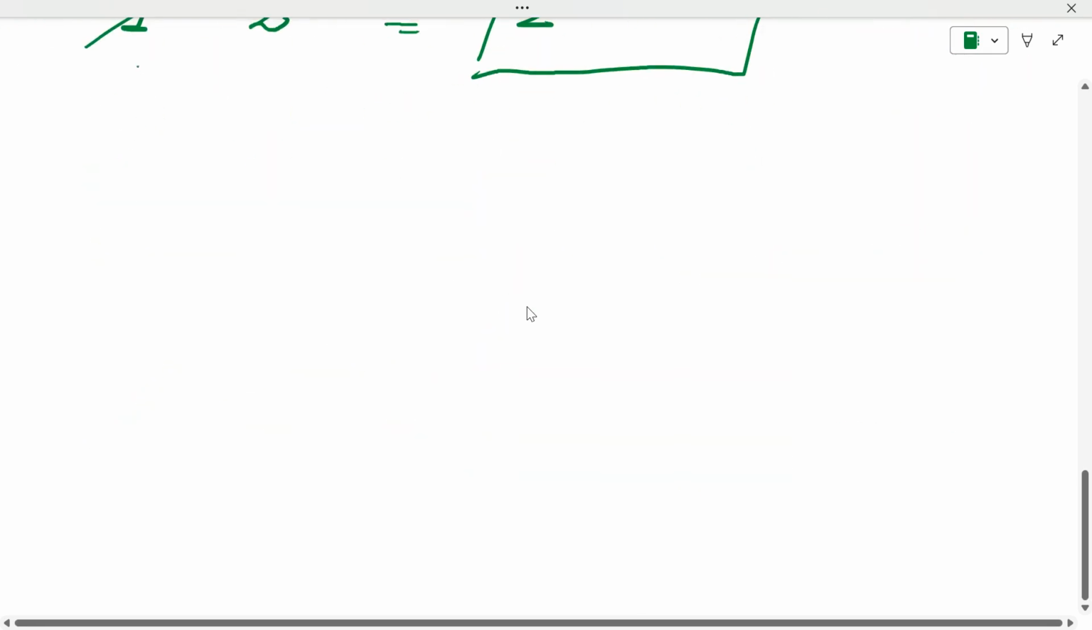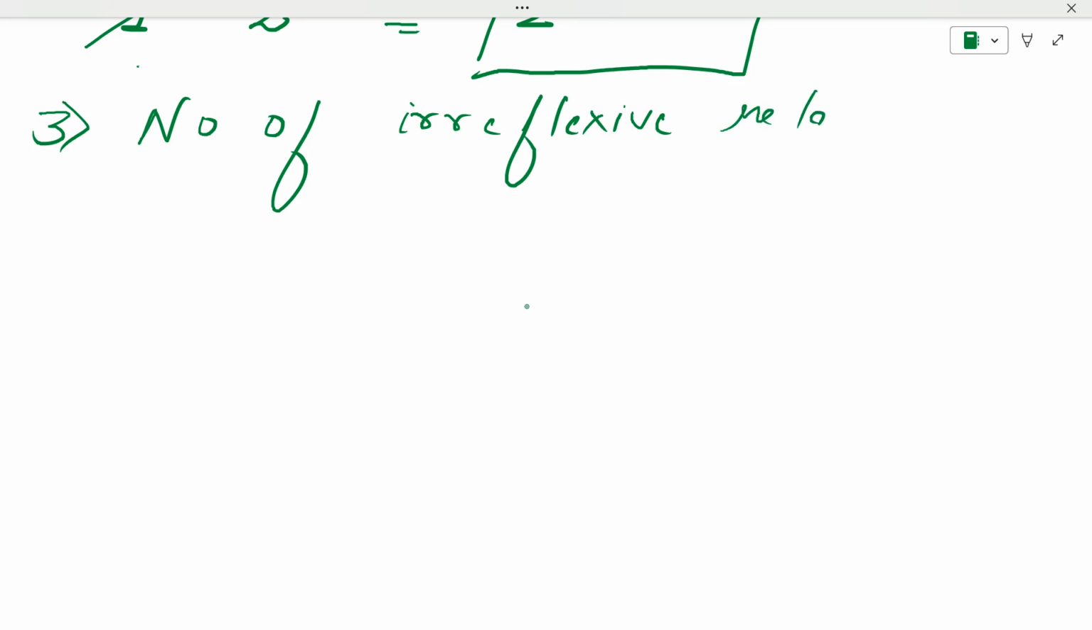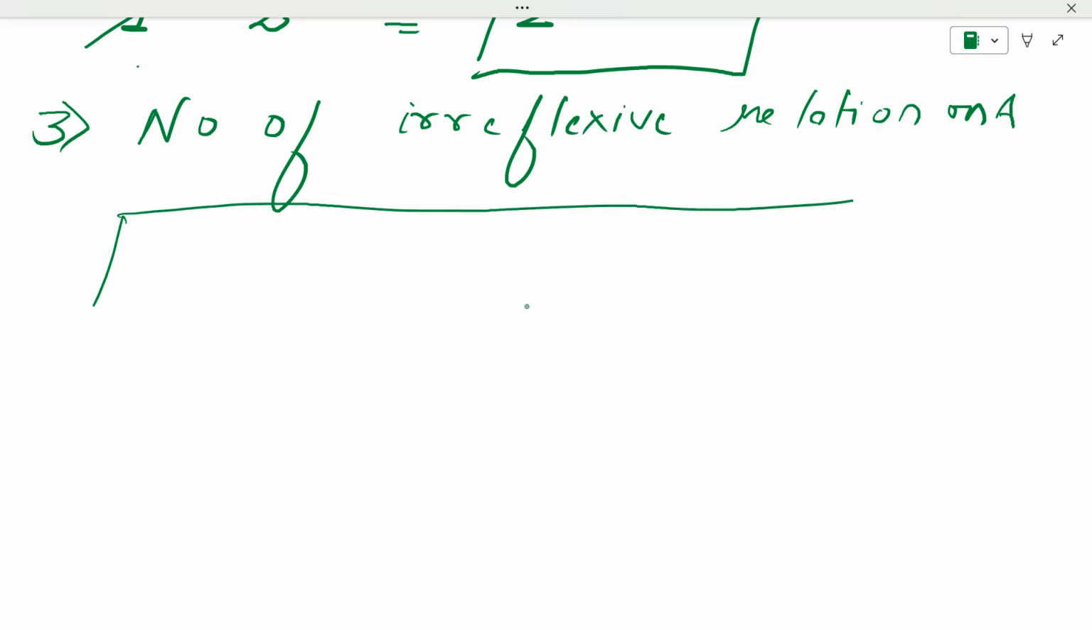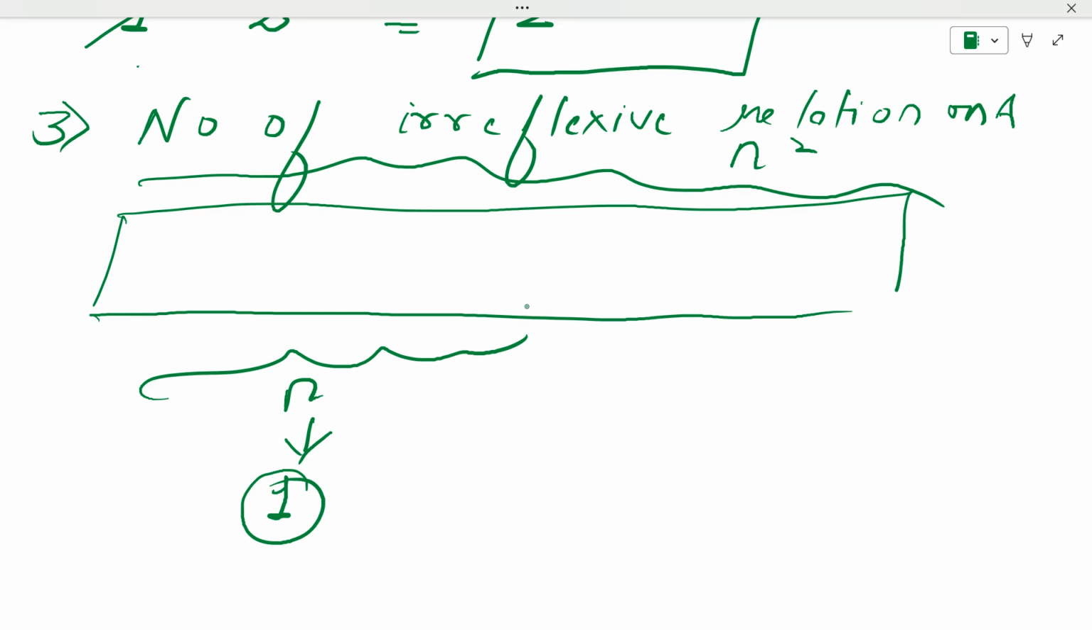The third part is the number of irreflexive relations on A. Again, it's the same condition for irreflexive. We don't want this AA pair. So if altogether there are n square elements, out of this for n elements we want that it shouldn't be present. So the only possibility is one. So it shouldn't be present, this shouldn't be present, this shouldn't be present. Altogether one. So it is 1 raised to the power n.